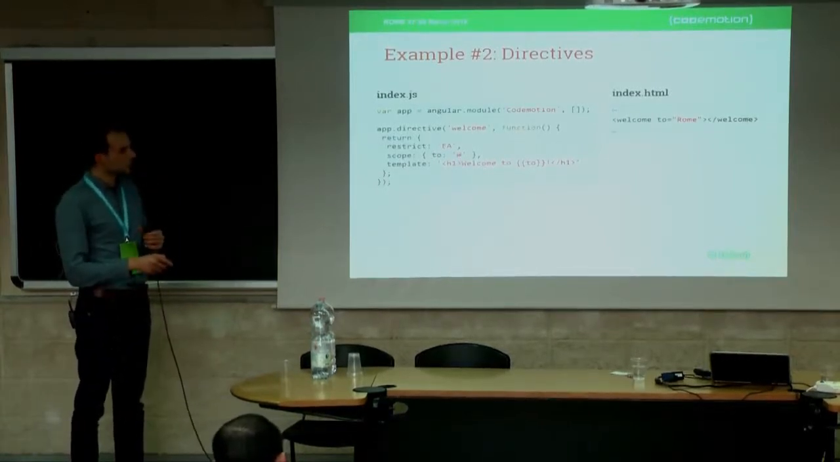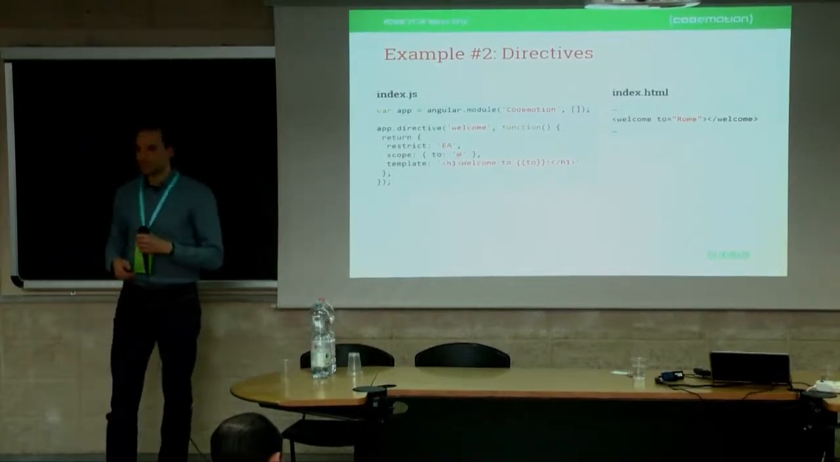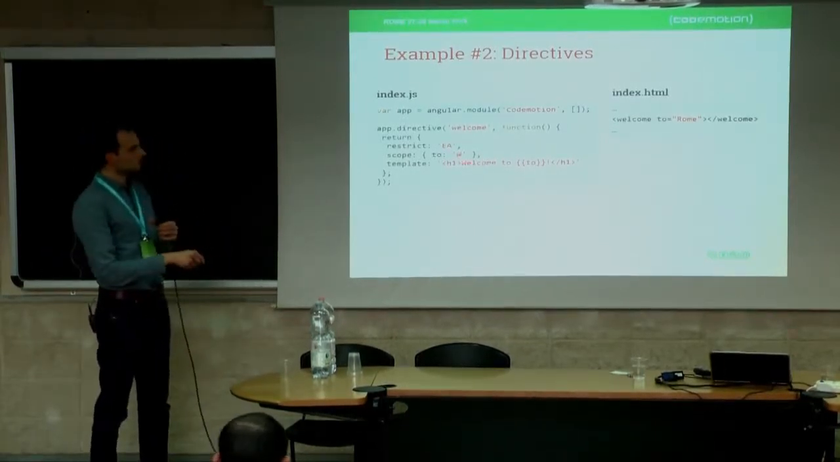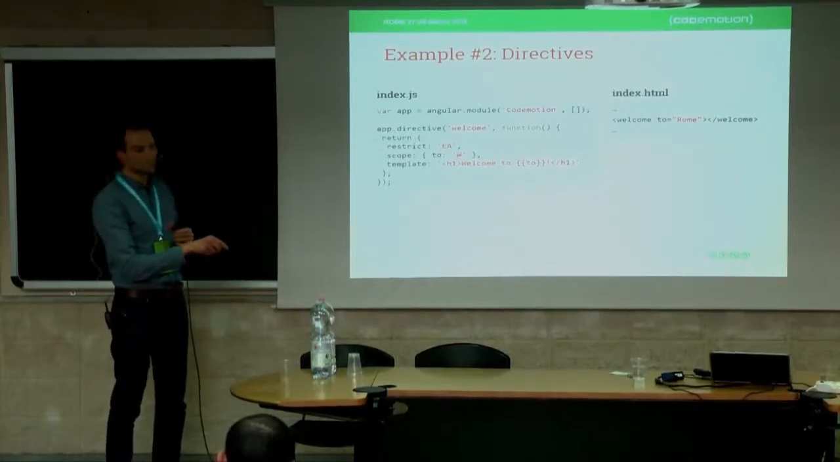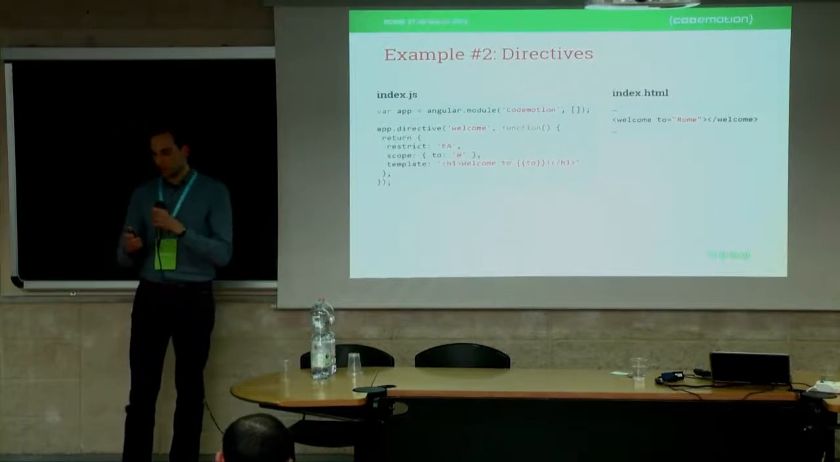And how do we use this? Well, we just define our tag. We can define our property here. And when you bootstrap the application, of course, you get this heading 1, where our 2 is bound to our parameter here. Very simple example.